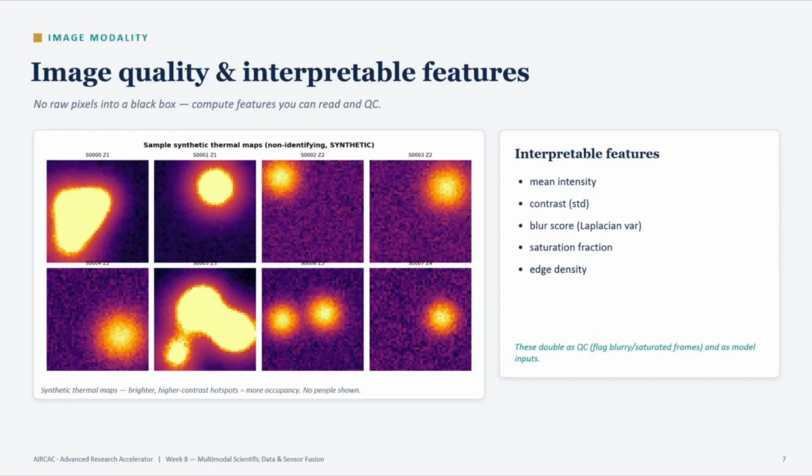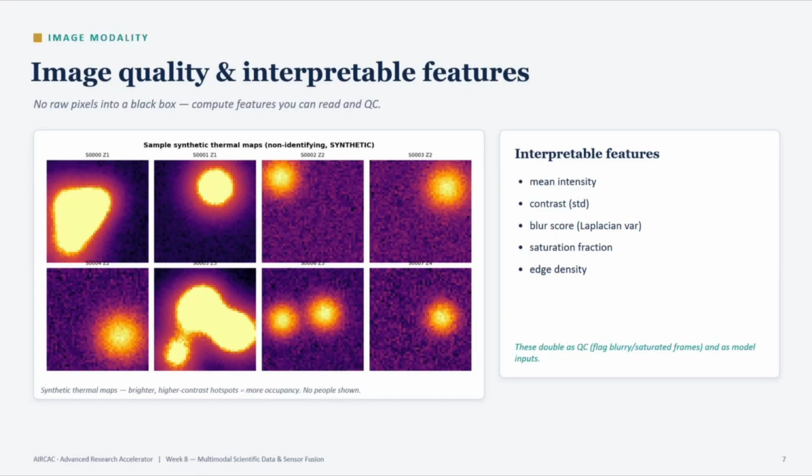Here it's simple, from the image quality. Now let's examine the image modality. These are synthetic thermal-style occupancy maps. They are not real camera images, and they don't show identifiable people. So we don't have any people here. It's just a synthetic dataset that we generated to test our model. The brightness regions represent higher simultaneous occupancy density.